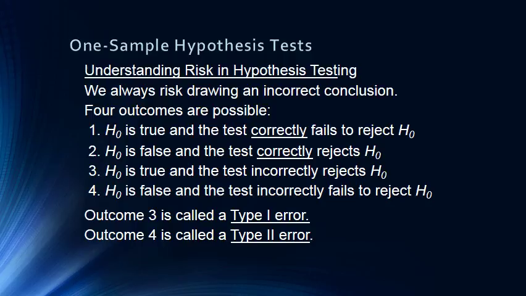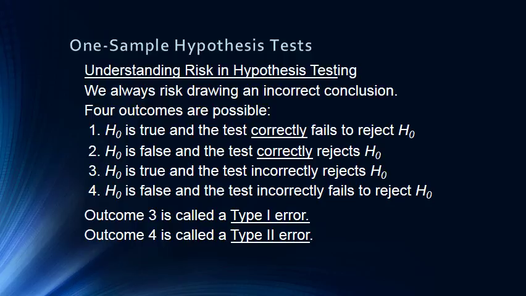Now, before we continue with the equation, let's understand the risk in hypothesis testing. What we risk is drawing an incorrect conclusion. When we do the hypothesis test, there are 4 possible outcomes.